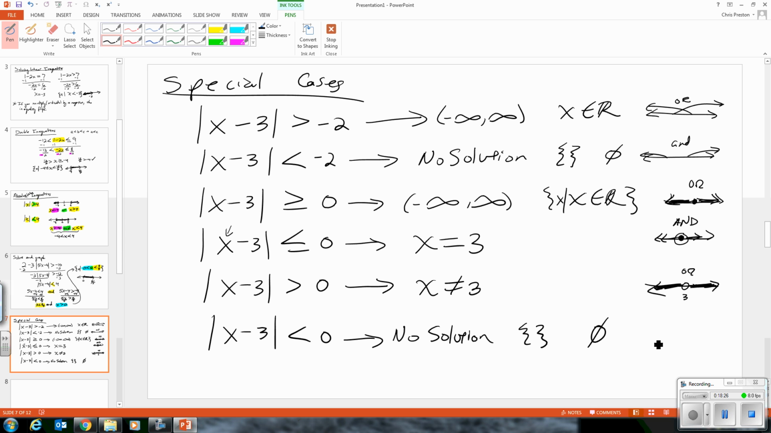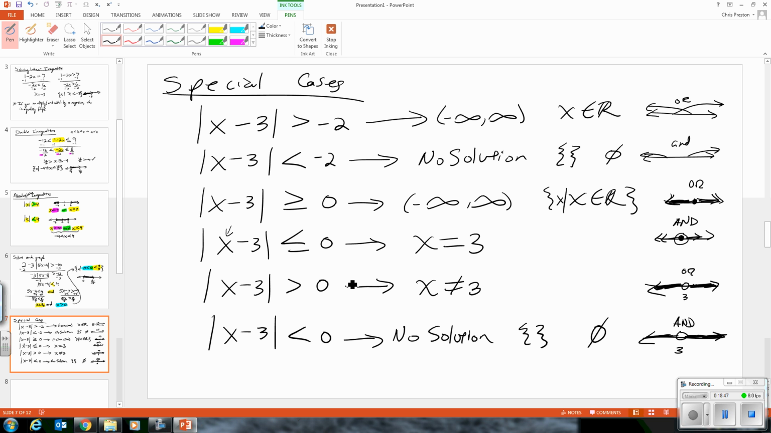And then this one is kind of the same idea, except this is an AND so now, again, they're going in different directions. They're not overlapping, and they don't even have 3 in common because 3 doesn't actually work. So that's why this is no solution. You're looking for numbers less than 0. Well, those are only negatives, and absolute value can't ever be negative.